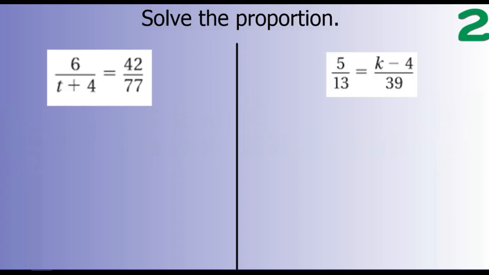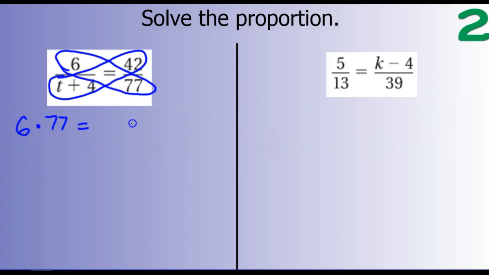Alright, now let's go on to something new we have not seen before. So we've seen proportions. This is still a proportion. We're still going to solve it the same way, and what we're going to do is still cross multiply. So we have 6 times 77 equals, now we have t plus 4 times 42. So what we have then is 42 times t plus 4.